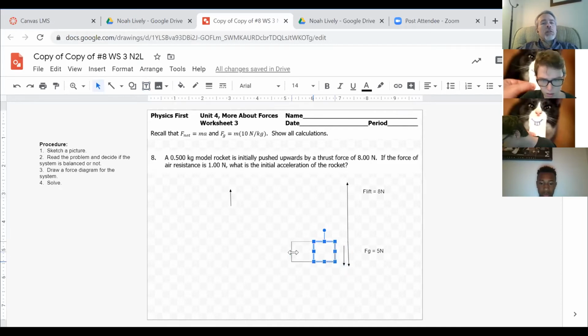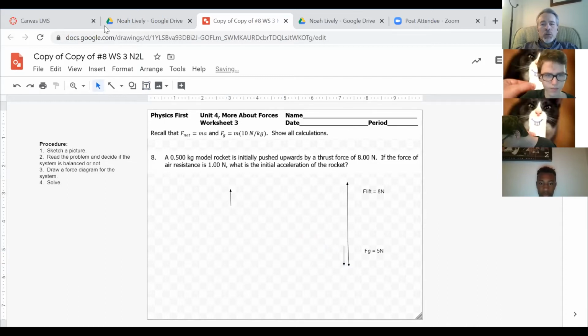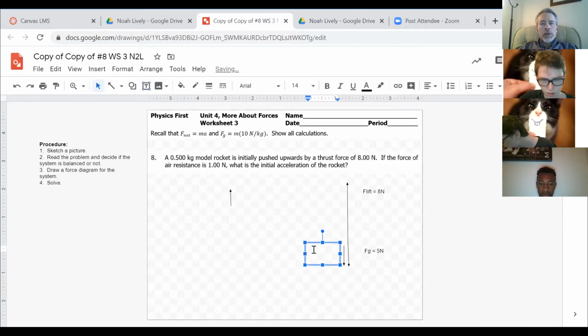You can always go online if you want to and look for a model rocket. That's what I did. Cartoon rocket. That's what I typed in. In fact, your partners could do that. While you're drawing the force diagram, if your partners want to, they can look for a model rocket and find it and then do a snipping and just paste it in. It's kind of cool.